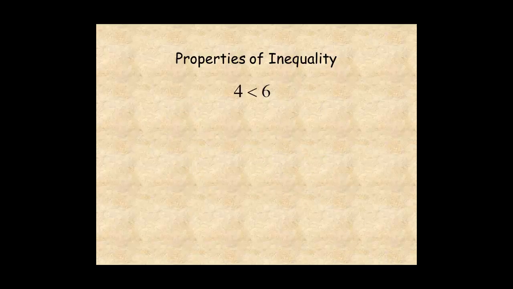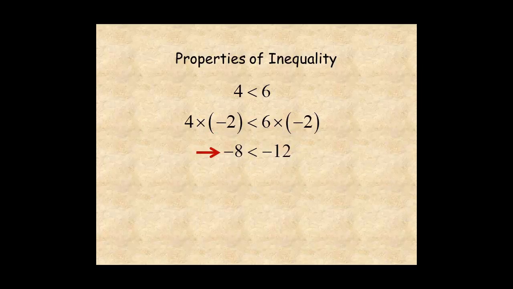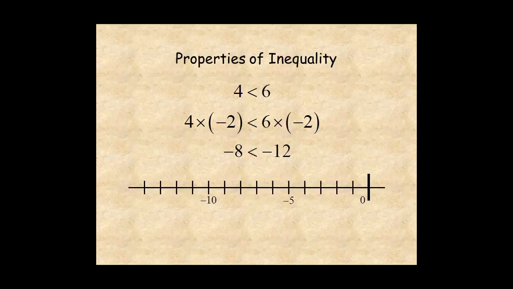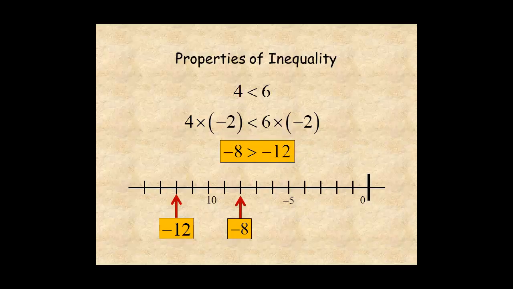However, there are differences between the properties of equality and inequality. If you start with the true statement 4 is less than 6 and multiply both sides by negative 2, the new statement is negative 8 is less than negative 12, which is not a true statement. Look at the number line. Negative 8 is to the right of negative 12. So negative 8 is greater than negative 12.